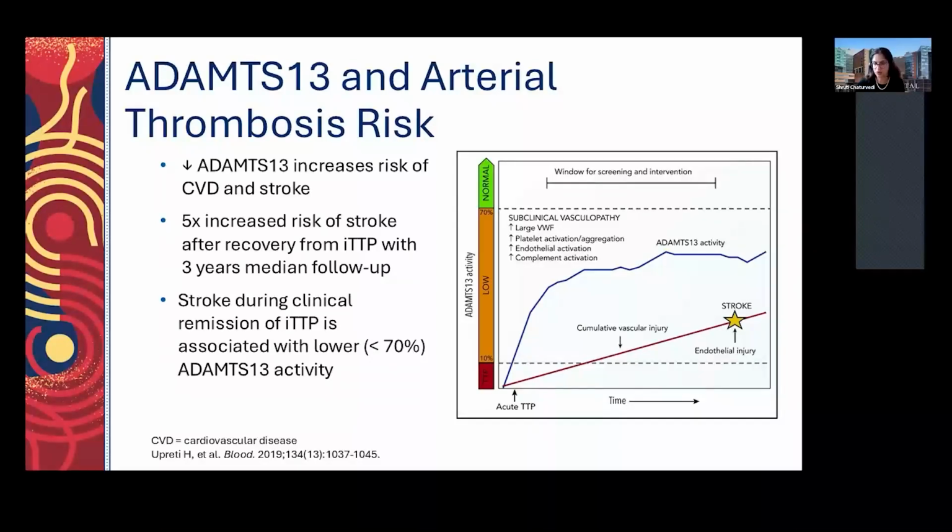Based on this, we have this model where you can have really low levels of ADAMTS13, where you're at risk for clinical episodes of thrombotic microangiopathy, or you could be normal. But in the middle, you could have subclinically low levels of ADAMTS13, even if they're not low enough to cause overt thrombotic microangiopathy. Anything below normal, including the people that run below 10%, do have persistence of large VWF multimers during remission. They can have subclinical platelet activation and aggregation and endothelial activation, which eventually leads to cumulative vascular injury and lowers the threshold for events such as stroke and myocardial infarction.